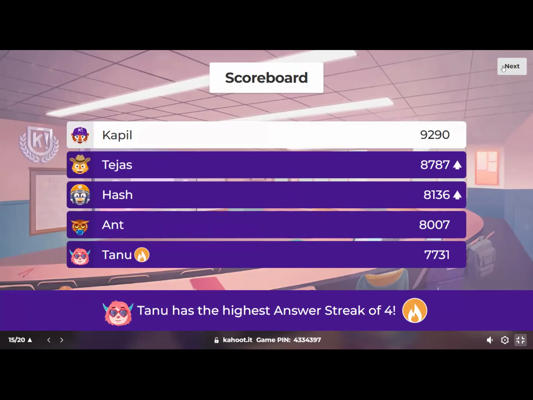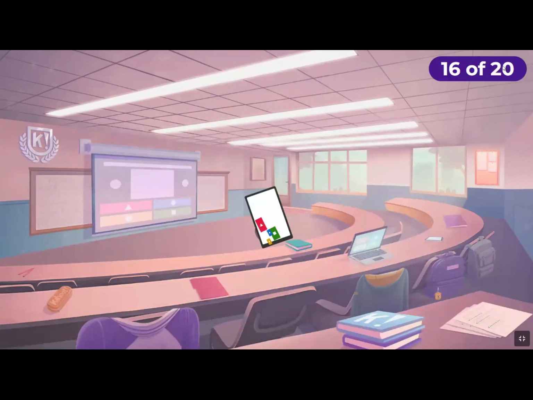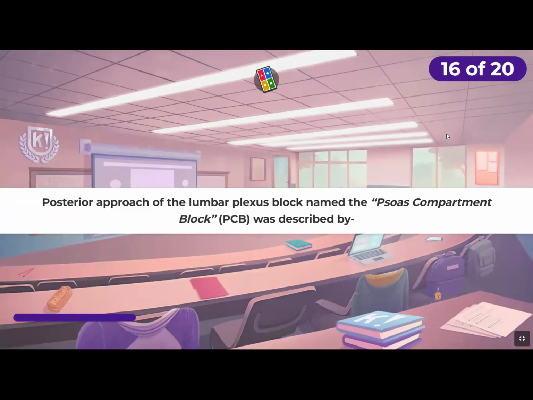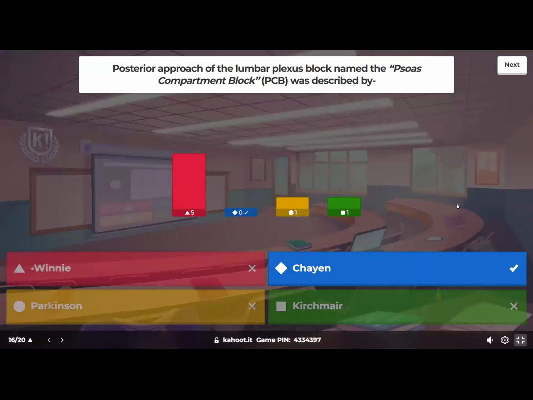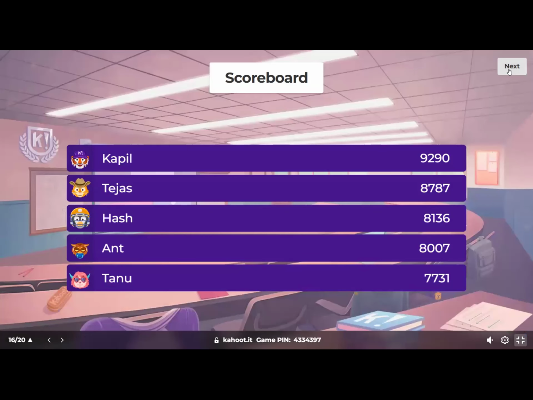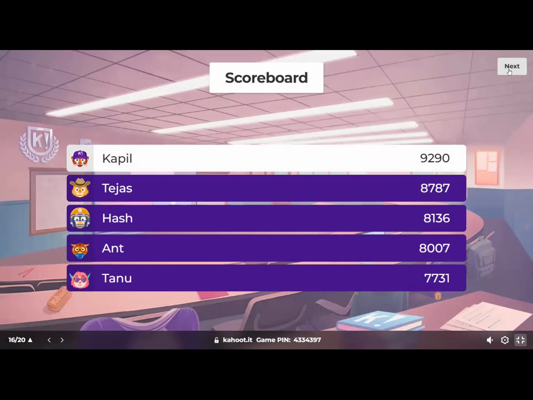So Kapil is leading. Now we will go to the next question. Posterior approach of the lumbar plexus block, named the psoas compartment block, was described by... Bit challenging. We need to study a bit more. No answer, so the scoreboard remains the same.